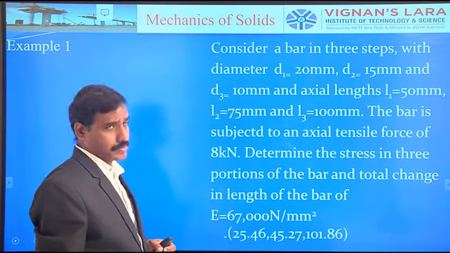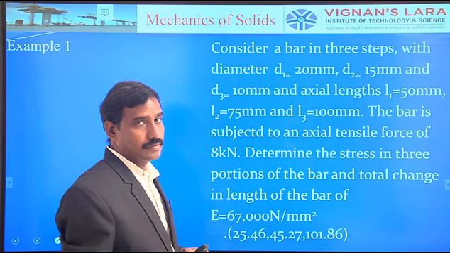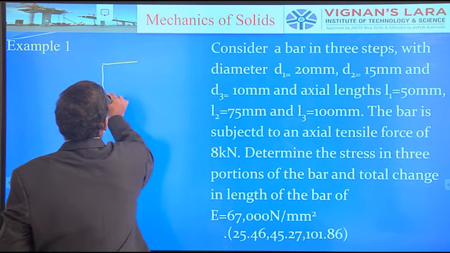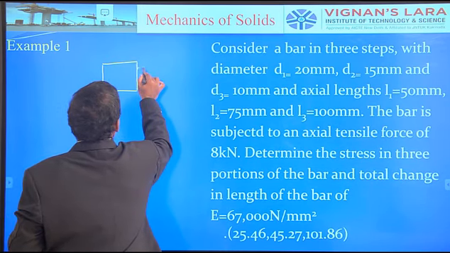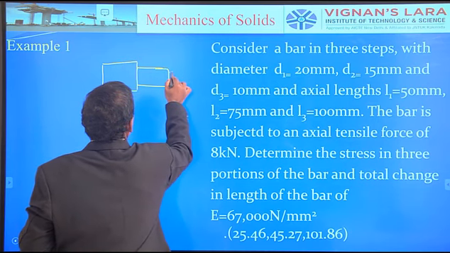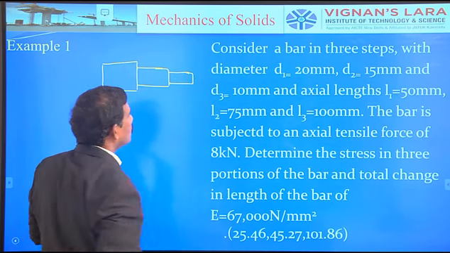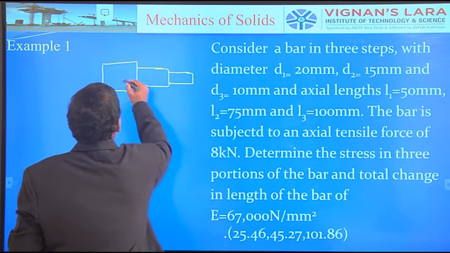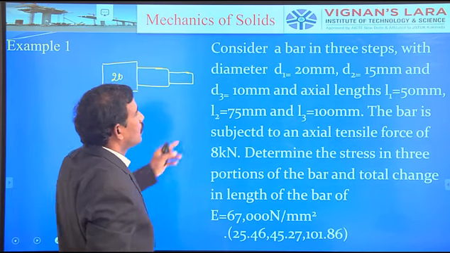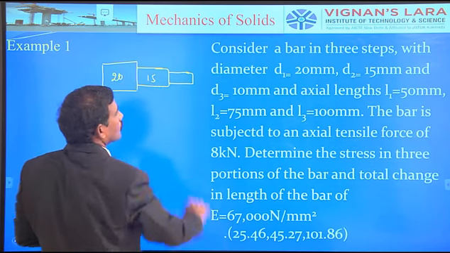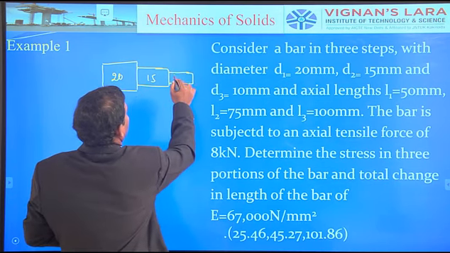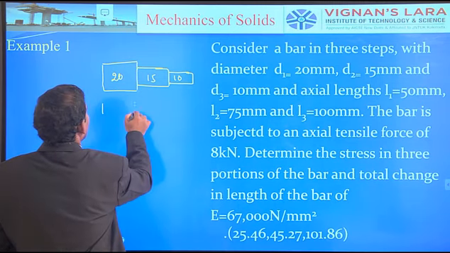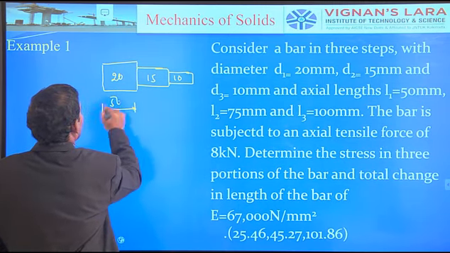Consider a bar in 3 steps with diameters. So, let us consider, for example, this is a bar with 3 steps, with diameter D1 equal to 20, D2 equal to 15, and D3 equal to 10 mm, and axial length L1 equal to 50.